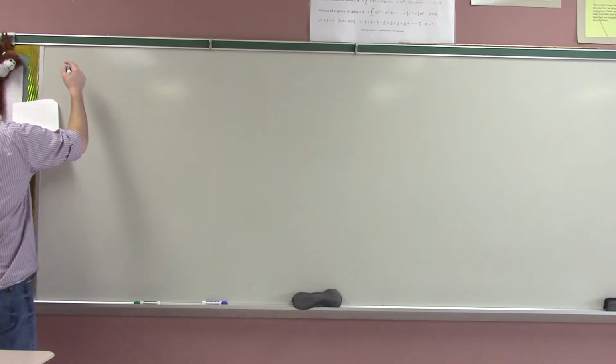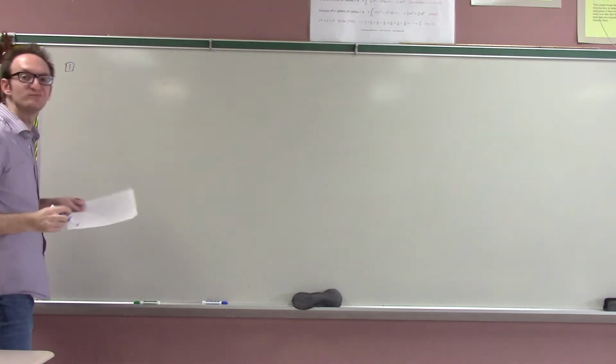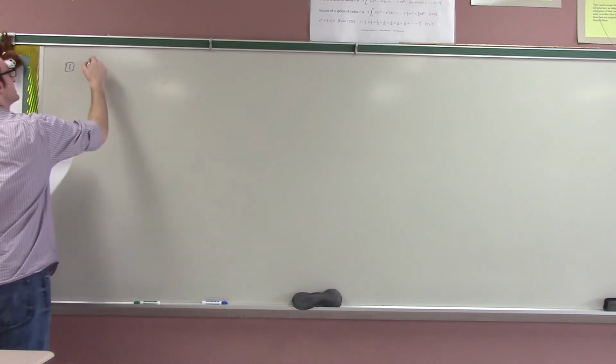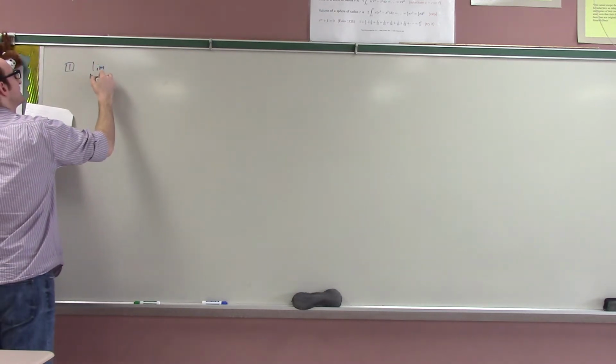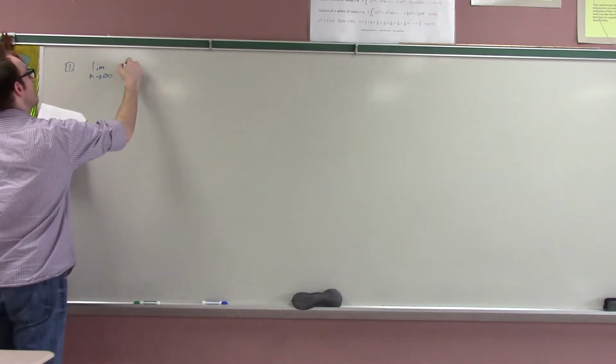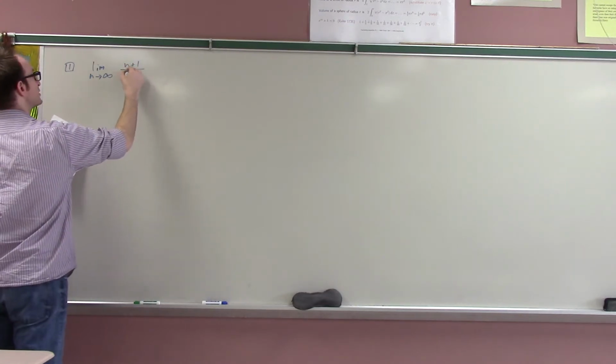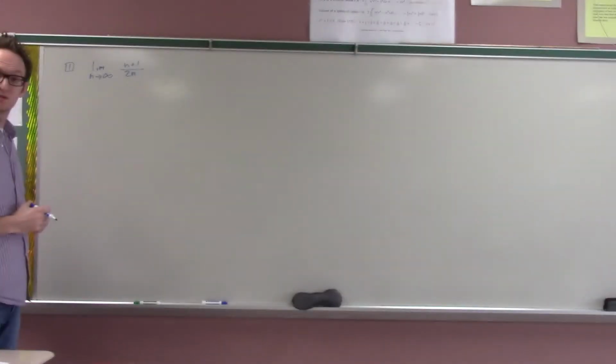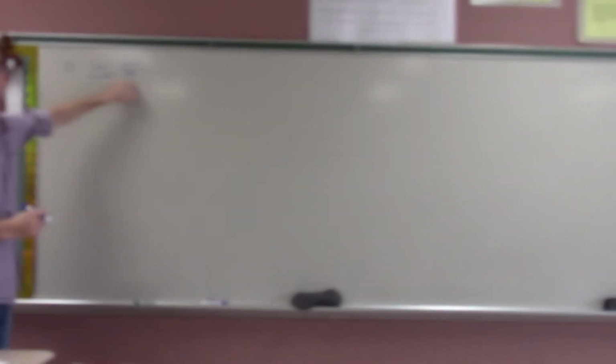So I'm going to do 5 problems. This should take 5 minutes. So let's take the limit as n approaches infinity of n plus 1 over 2n. Well, based on your knowledge of rational functions, you kind of probably already know what happens to this expression as n goes to infinity.